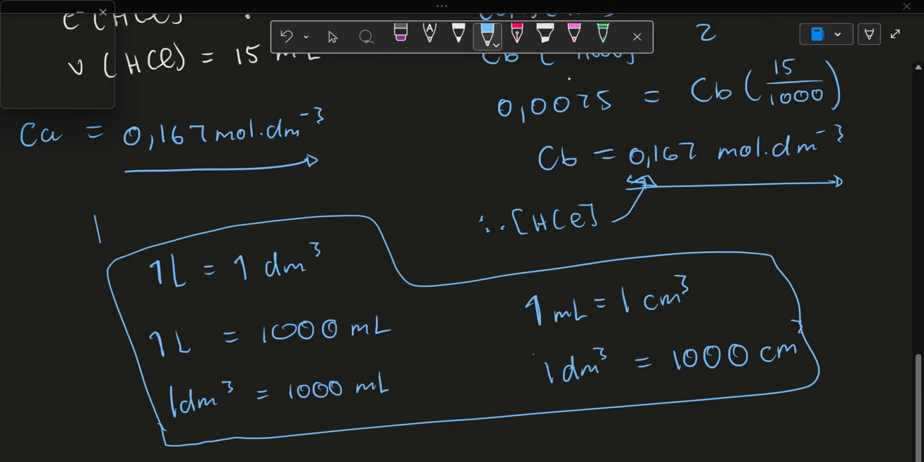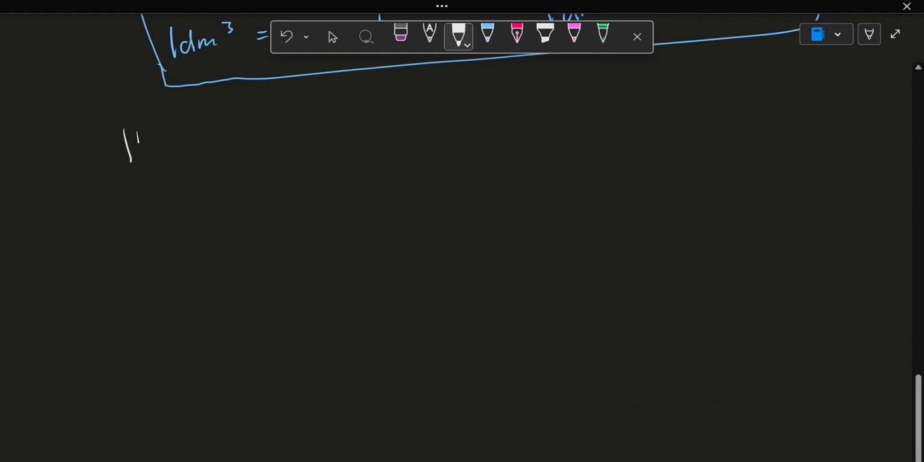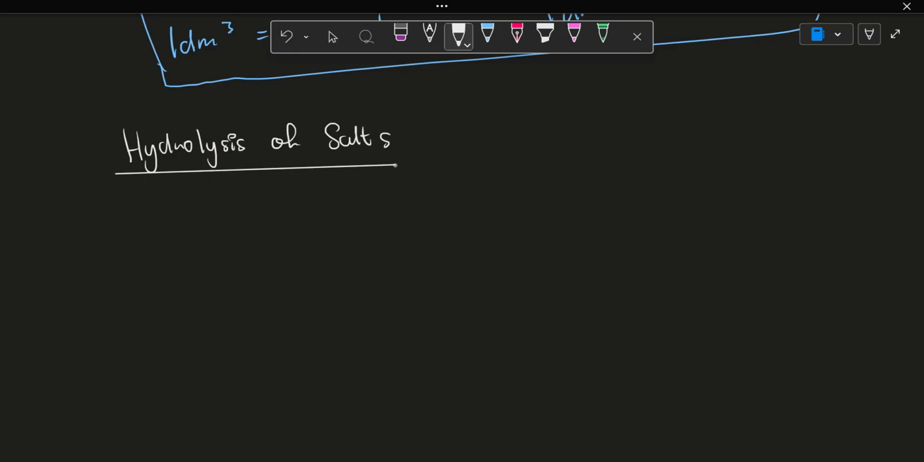Okay. So what I want us to look at next is what we call the hydrolysis of salts. The hydrolysis of salt. So what do we talk about when we talk about the hydrolysis of salt? We are talking about a reaction of a salt with water. So it's the reaction of a salt with water, right? So that's what we talk about when you talk about the hydrolysis of a salt.